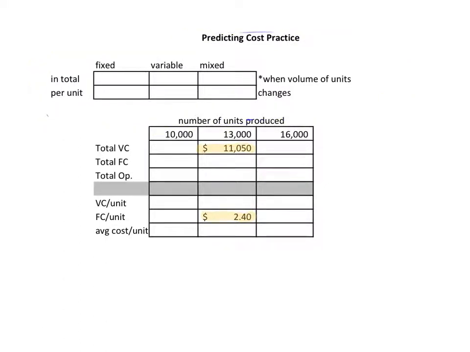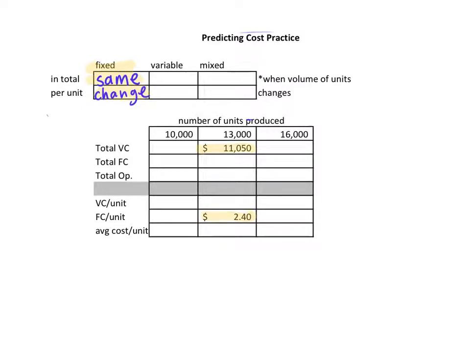Let's start off with what we know about fixed cost behavior. Total fixed costs will stay the same no matter how many units are produced. However, fixed cost per unit will change as the volume of units changes.